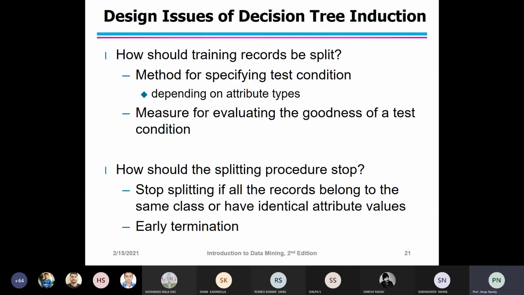Now next, this algorithm will work for every combination of attribute values in the training data sets, and each combination will have a unique class label. So this is the way that you need to follow. Next, there are two important design issues of the decision tree induction method.